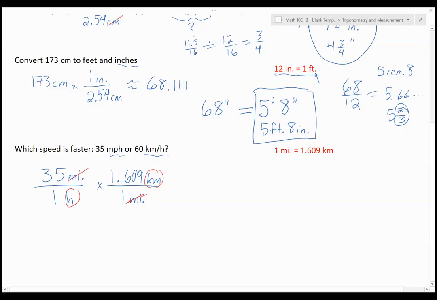So 35 times 1.609 gives me 56.3 roughly. So this is about 56 point, it's more than that, but the 1.609 isn't an exact value, it's an approximate value. So we'll stick with 3 significant digits. So 56.3 kilometers per hour. So that's slower. Therefore, the answer to the question, 60 kilometers per hour, is faster.